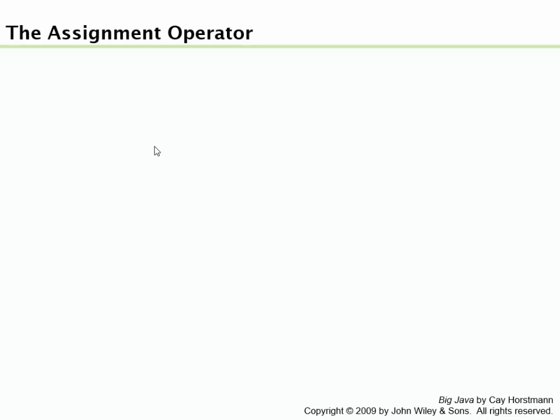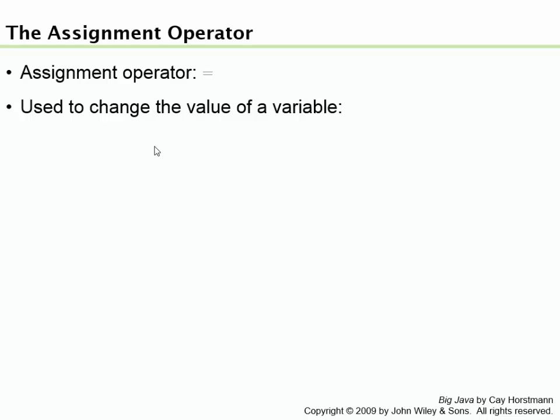So I talked about the assignment operator a little bit earlier, but basically the assignment operator is a single equal sign. What the assignment operator does is it allows you to change the value of a variable. Variables' values change. How do you change the value of a variable? You use assignment operators.